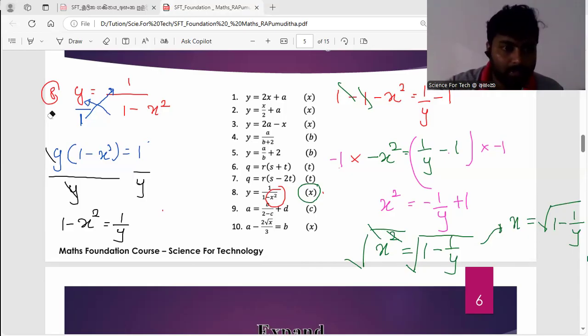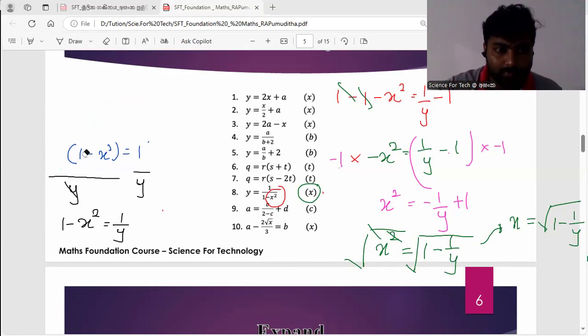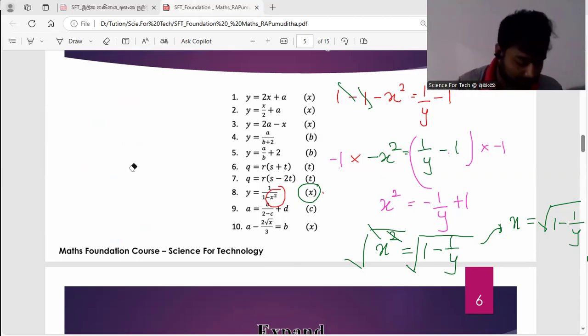Tell me if you want any explanation in any step. If you can master this type of thing, you can easily do the maths and physics part in this SFT syllabus. You can easily do that part.